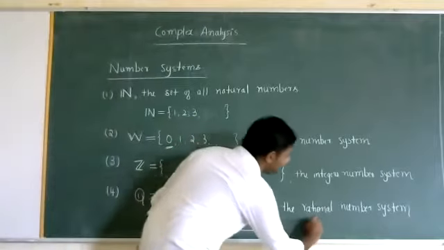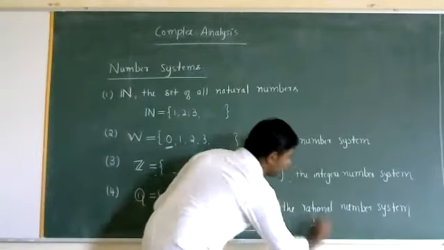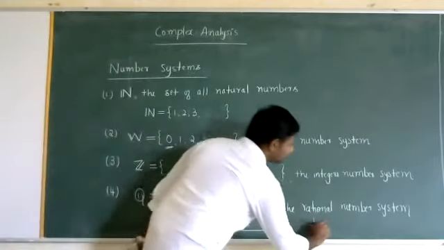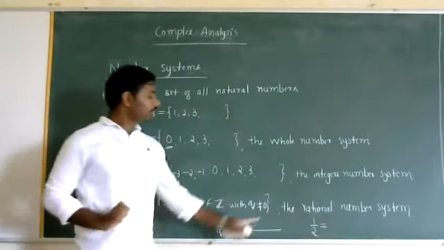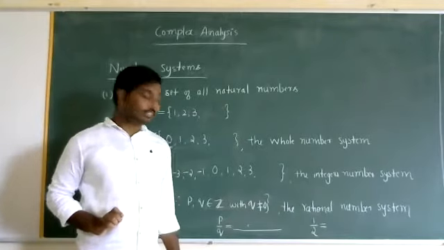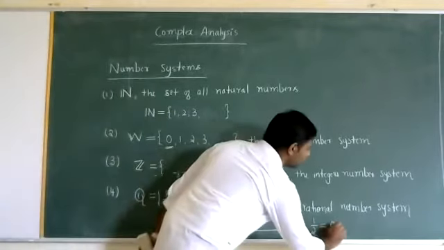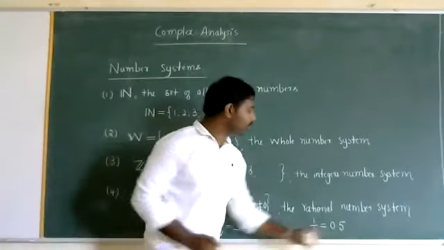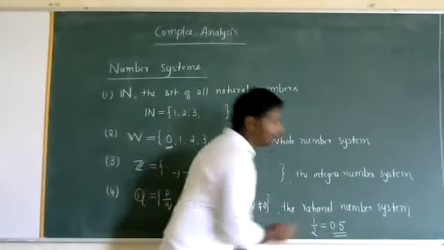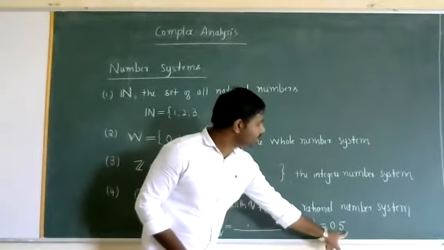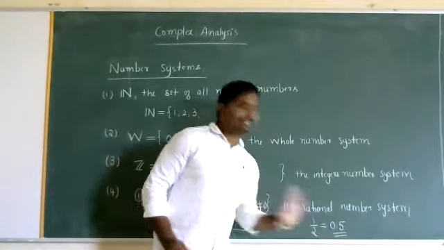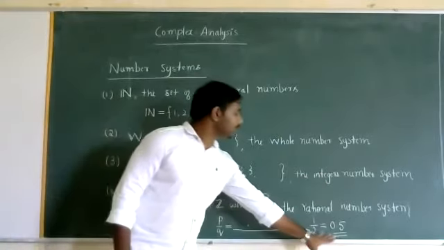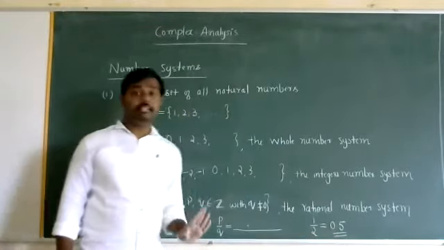For example, if I take the rational number 1 by 2, its decimal representation is 0.5. In this decimal representation, after the decimal point, the digits get terminated. 5 is the last digit. So it is a terminating decimal.